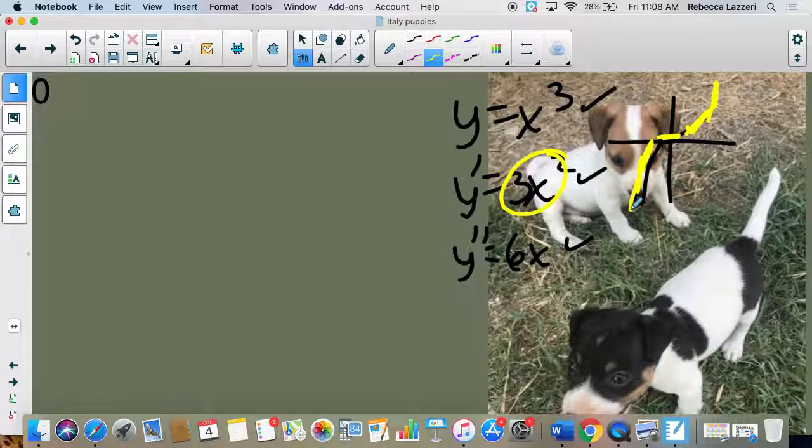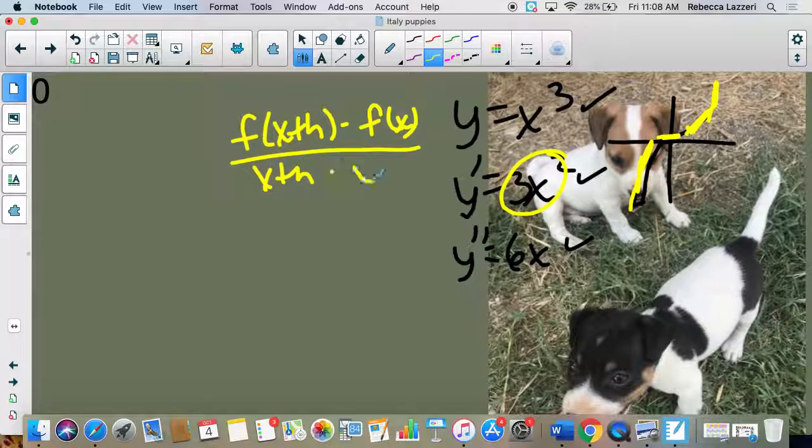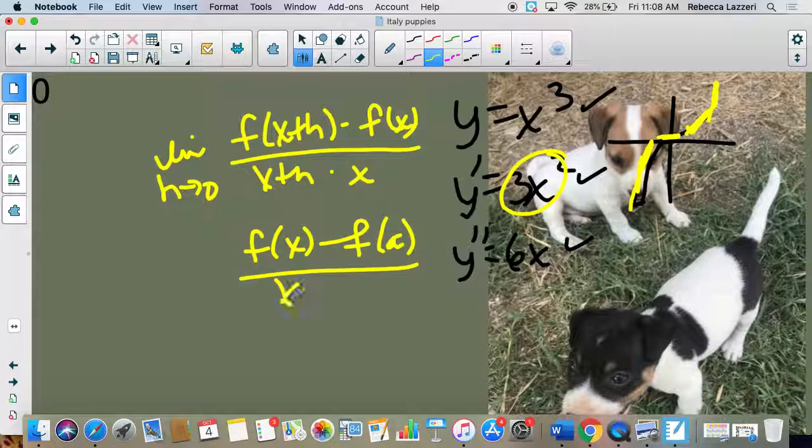But remember, I got those from f of x plus h minus f of x over h. dy over dx, the difference quotient, okay? So a derivative is f of x plus h minus f of x over x plus h minus x, and we take the limit as h approaches 0, or f of x minus f of a over x minus a, and take the limit as x approaches a.